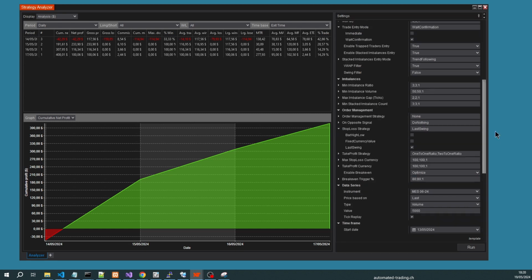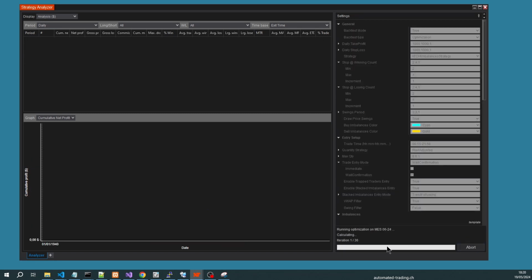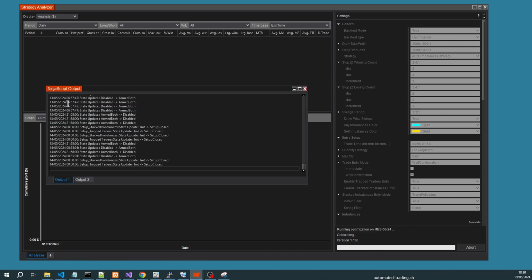So I think it's ready now. If I hit run, it will start the optimization. So I hit run, and as you can see, it calculated that it will run for 36 passes. If you go to the NinjaScript output, you can see that it started running. You can see the output progressing over the days, and it will take some time. Yes, it will take some time. So I think I will pause the video.